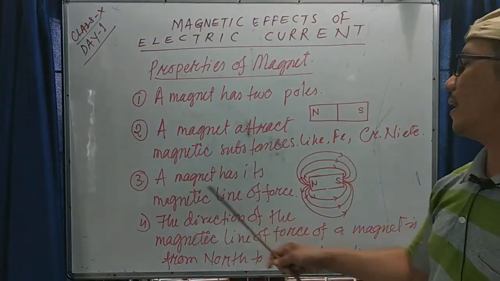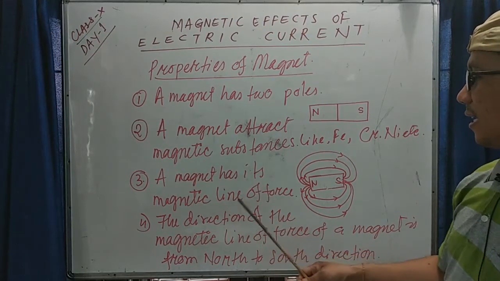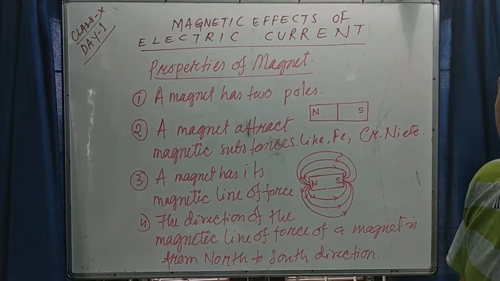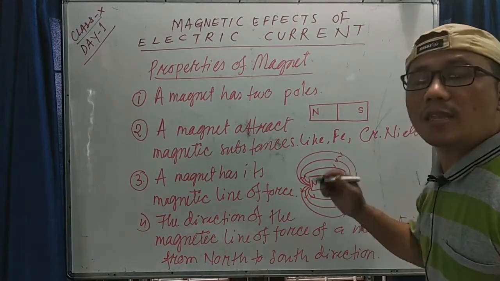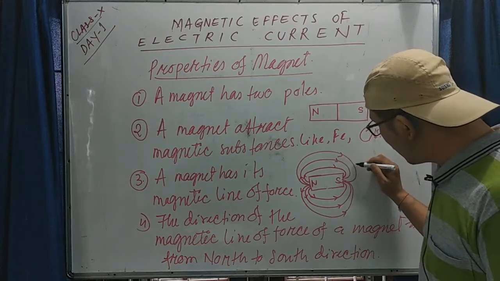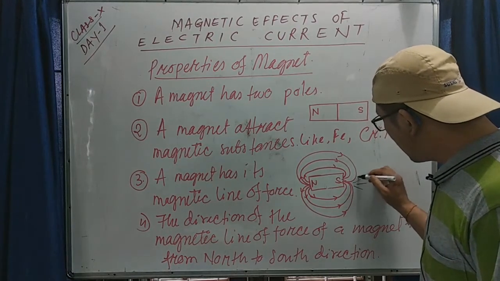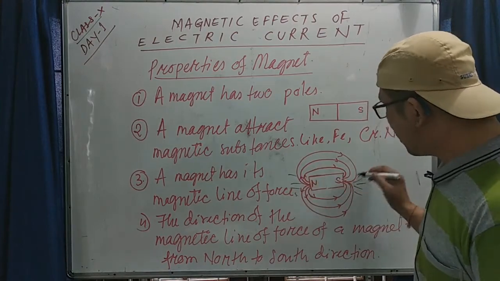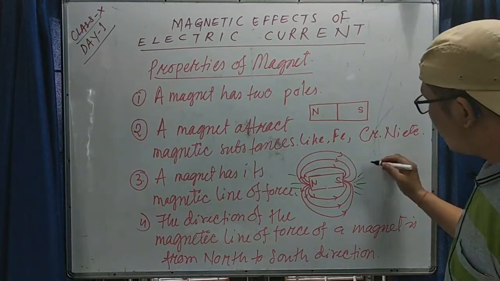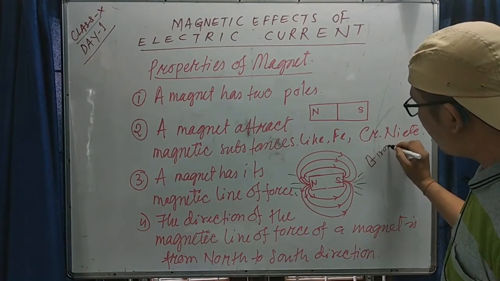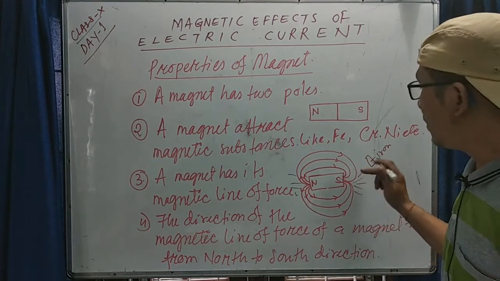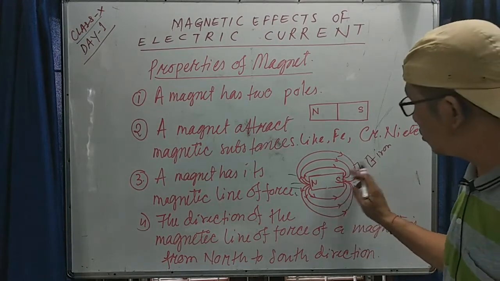And the third point: a magnet has its magnetic line of force. This is the magnetic line of force. Any substance under this magnetic line of force will be attracted by this magnet. Those substances within this portion only will attract, but beyond this limit they will not. If you put an iron here, it will not attract, because it is beyond its magnetic line of force. But if you keep it here, then it will attract up to here, isn't it?